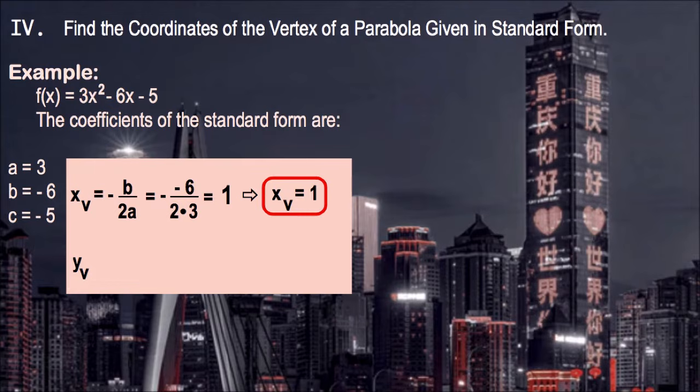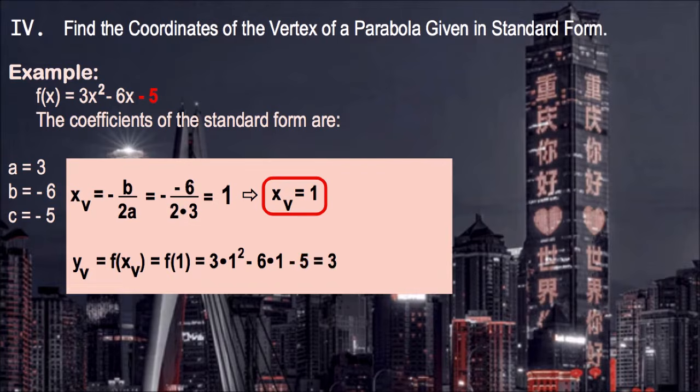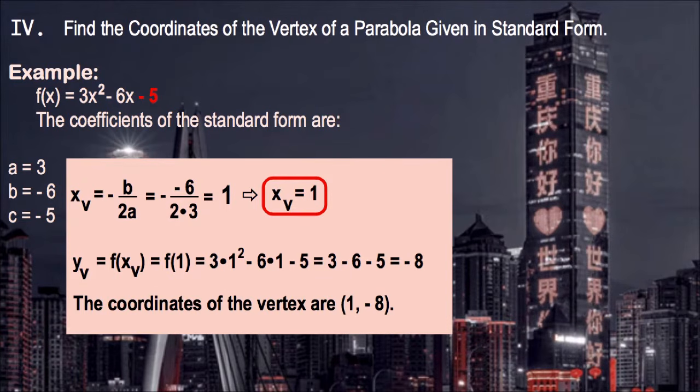Now to calculate our y vertex, we simply plug our x vertex into the function, f of x vertex, which is f of 1, which equals 3 times 1 squared, minus 6 times 1, minus 5, which equals 3 minus 6 minus 5, which equals negative 8. Thus, the coordinates of our vertex are 1, negative 8.